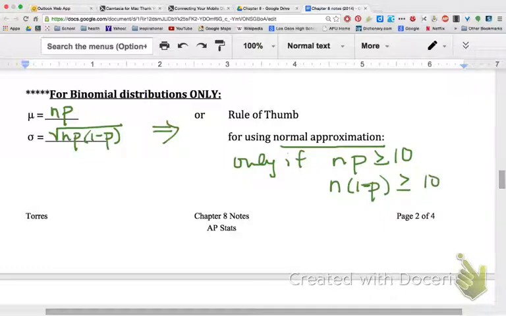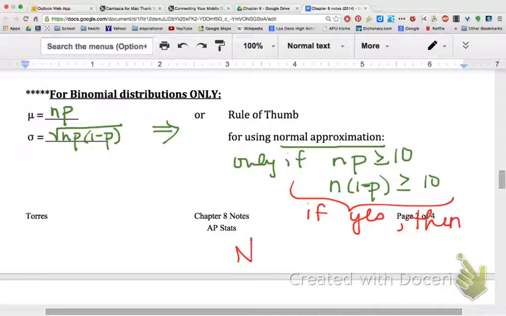And so if that's true, then it becomes normal, and mu, remember, we just defined it as n times p, and standard deviation would turn into the square root of n times p times 1 minus p. And then I could just treat it as though it's a normal approximation.